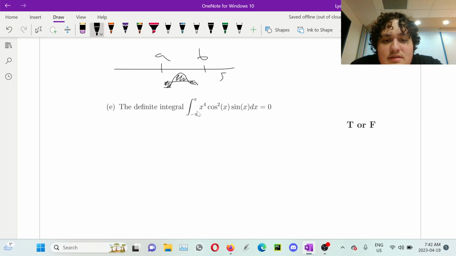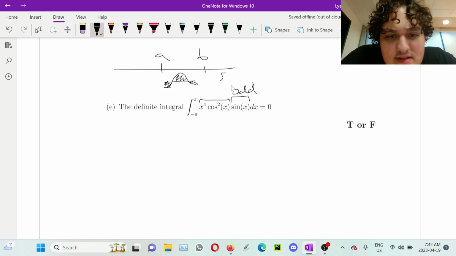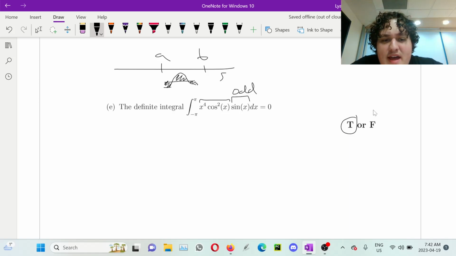Okay. They want us to. Okay, so this is odd, right? And then we have this, which I think is even. This should be true, I think, because an odd function from minus a to a will have zero area, right? Because the areas will be opposite of each other on both sides.